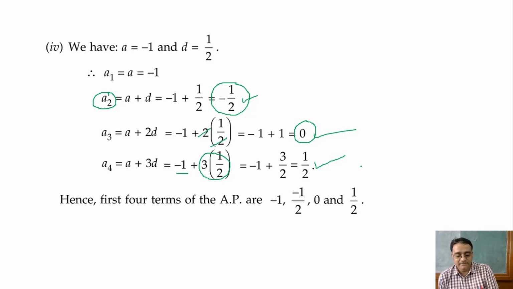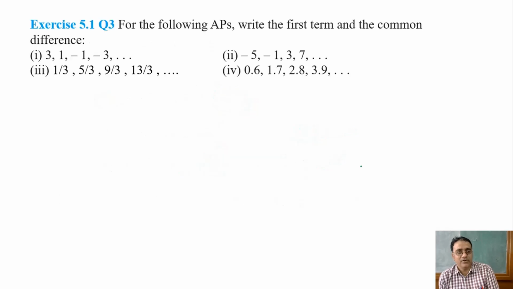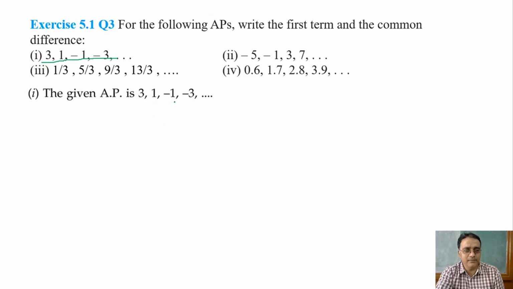किसी को कोई डाउट है? No, sir. Okay. Now next question. AP is given. You have to find the first term and the common difference. Okay. ये सारे 1 mark के questions हैं. 1 mark के type के questions में आ सकते हैं. So see the first question. The AP is 3, 1, -1, -3.